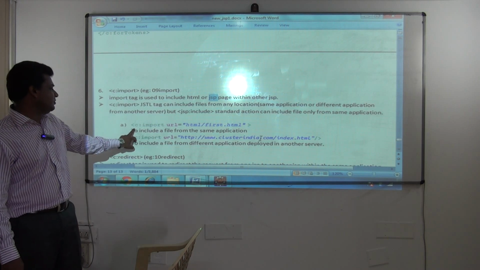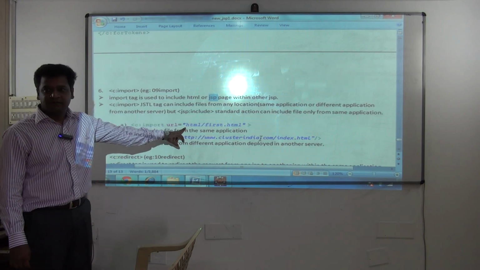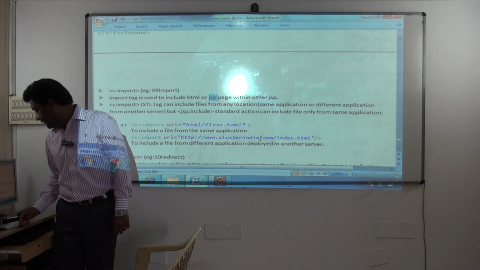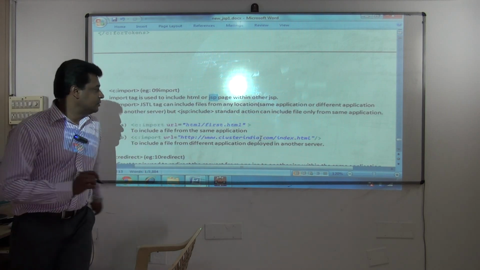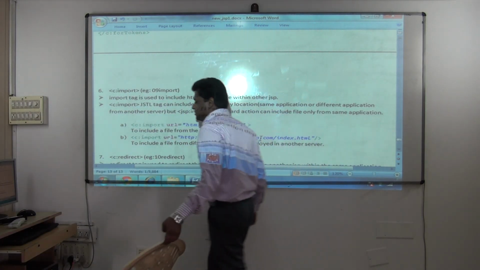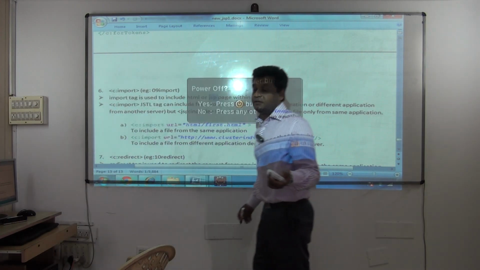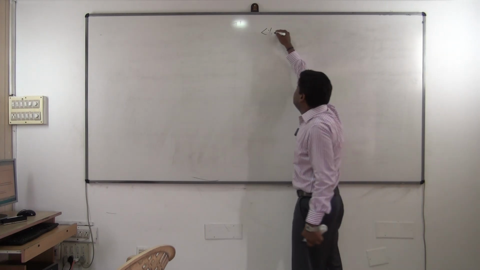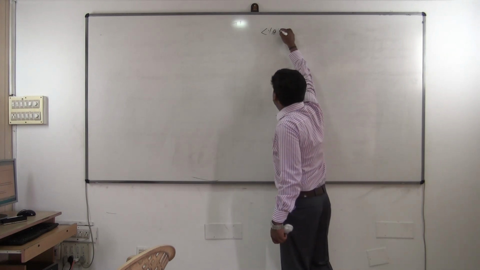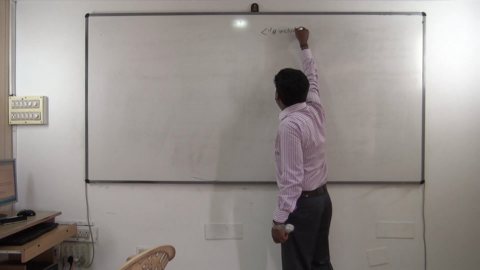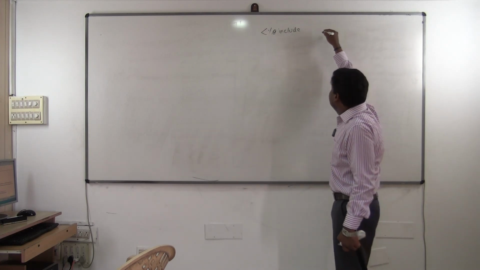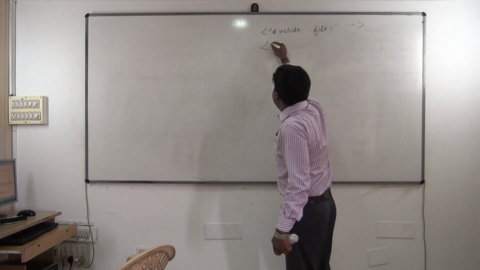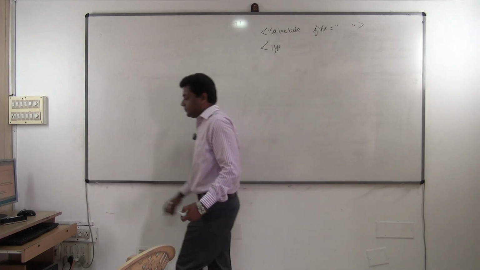That's the difference. URL, you know, for the same application you know how to give it, and this is for a different application in a server. You have to give this one. Clear? Fine. Now what you have to understand, this is a major difference. Remember this. You can include a file using three things. One is the include directive. What is the attribute of this? File. It is self-explanatory.